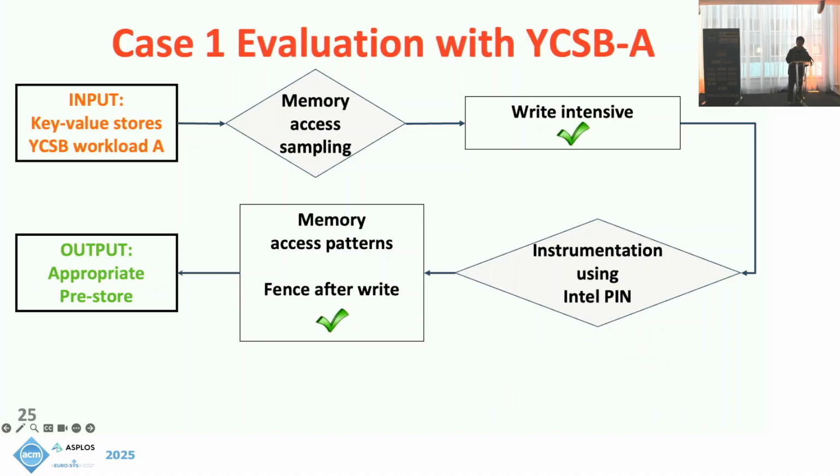Now that we have pre-store and we have Dirtbuster, we can start evaluating how well they collaborate. First, we are going to evaluate case 1. We feed Dirtbuster with some key value stores running YCSB workload A. The first step of Dirtbuster tests positive for write intensive, and yes, because half of YCSB workload A is writing. Then in the second step, we found that there are fences following writes. It's a common case because fences or atomic operations are commonly found in key value stores to synchronize between threads. And finally, we apply the appropriate pre-store.